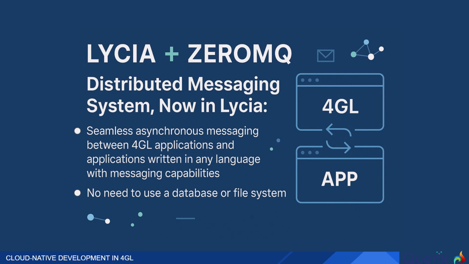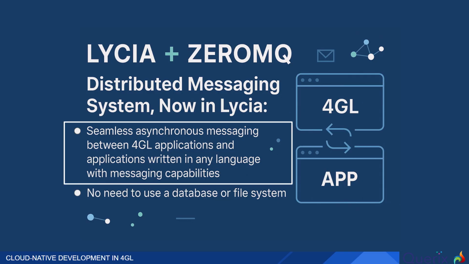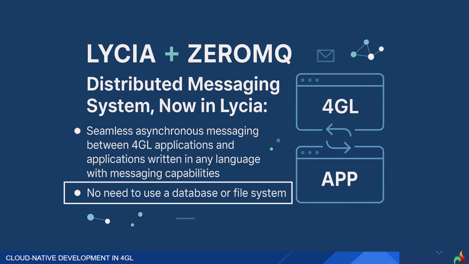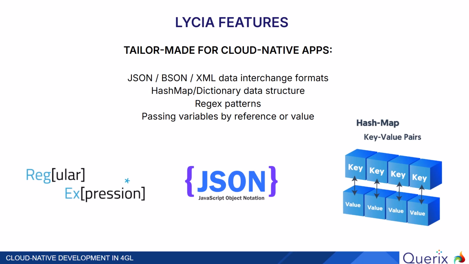Let us tell you more about asynchronous messaging capabilities in Lycia. We've integrated the ZeroMQ library with 4GL for seamless distributed messaging between 4GL apps and apps written in any other language with messaging capabilities, with no need to use a database or a file system. Lycia features also contain JSON, BSON, and XML data interchange formats, hashmap, or dictionary, data structure, regular expression patterns, and passing variables by reference or value.